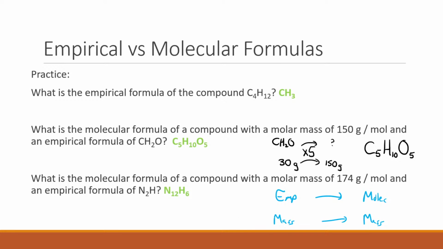For the third one down on the bottom, they give us a molar mass of 174 to find our mystery thing, which weighs N2H, 14 plus 14 plus 1 is 29 grams. We find the relationship between these two numbers is multiplying by 6 for our final answer of N12H6.